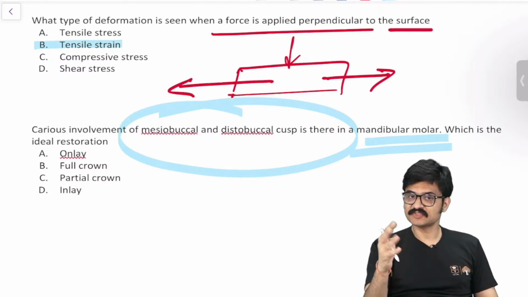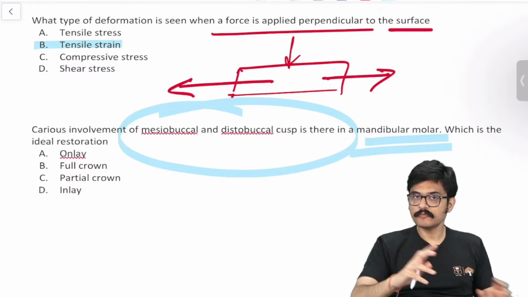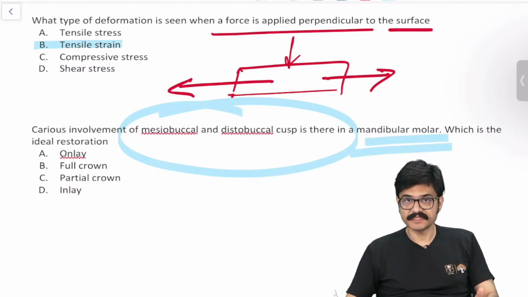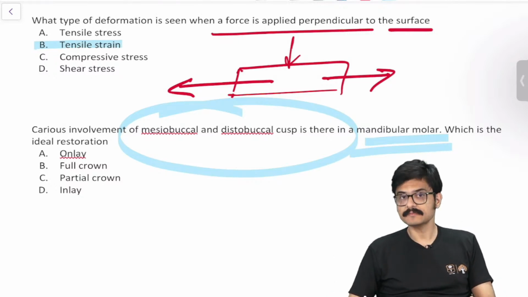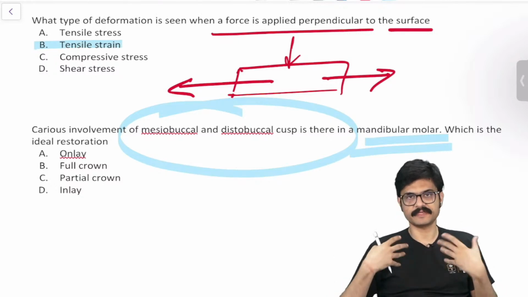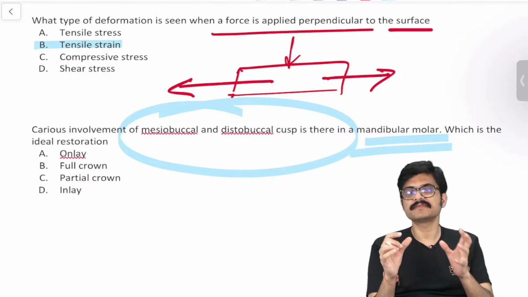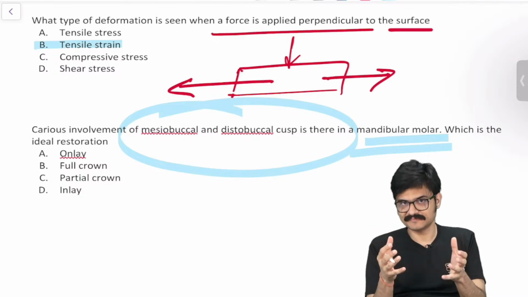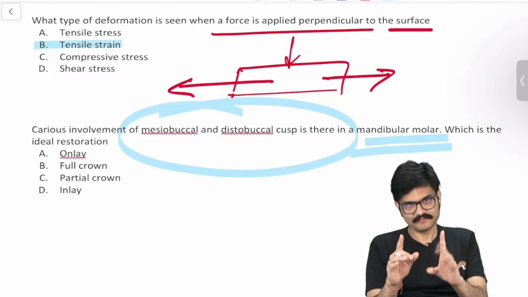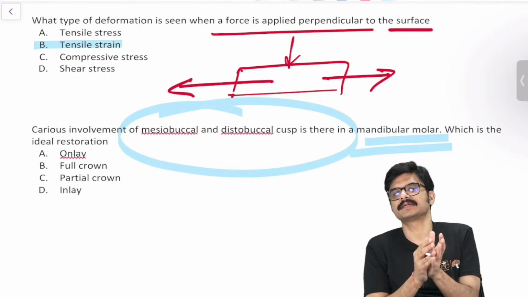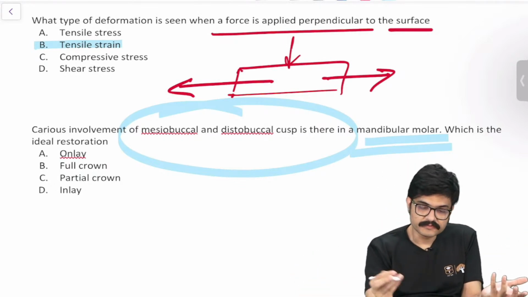So basically your cusp is involved, but no further data is given. That means facial and lingual surfaces are intact. That is what we will understand if that is not mentioned. So the ideal restoration will be what? Which will be protecting the cusp. That's one. Which will be protecting the cusp. So you have to do a cuspal coverage restoration. At the same time, it should be conservative. So what is the answer?